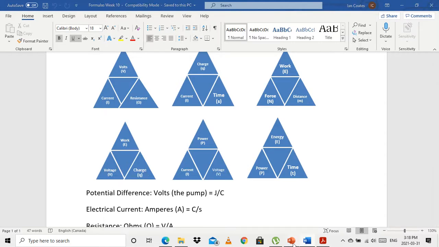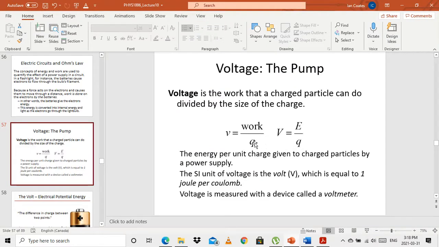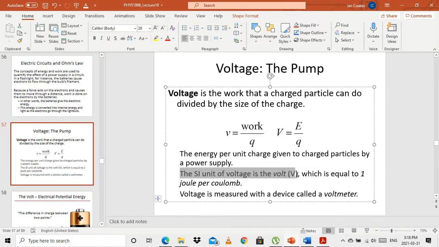Okay? So there's another formula. And yes, this is work, electric work. Voltage is the energy per unit of charge given to charged particles by a power supply. The SI unit of voltage is the volt, which is equal to 1 joule per coulomb. Okay? Voltage is measured by what's called a voltmeter.